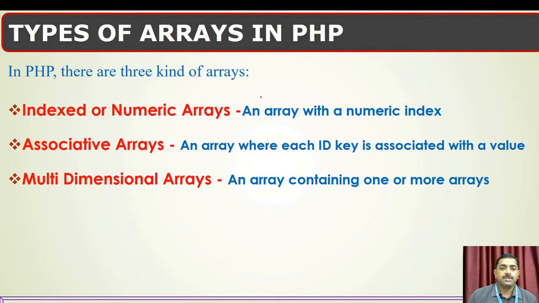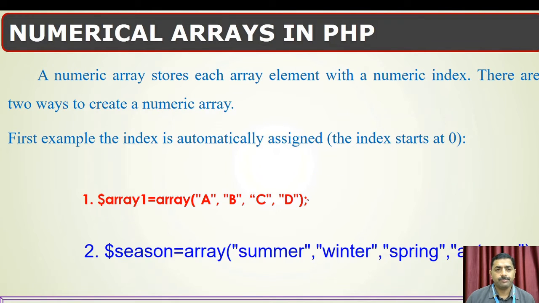So PHP supports three types of arrays. One is indexed or numeric arrays, the second is associative arrays, and the third is multi-dimensional arrays. Indexed or numeric arrays are arrays with a numeric index. An associative array is one where each ID is associated with a value. A multi-dimensional array is an array containing one or more arrays.